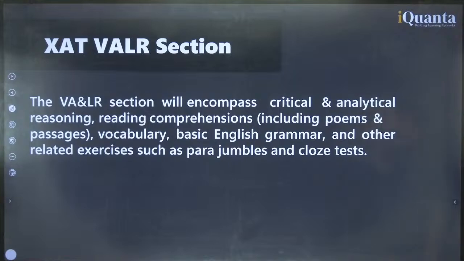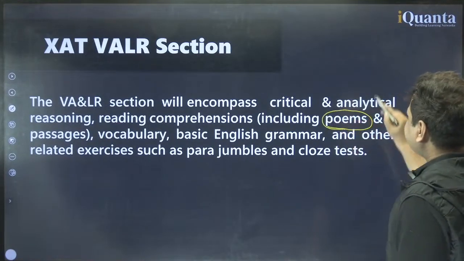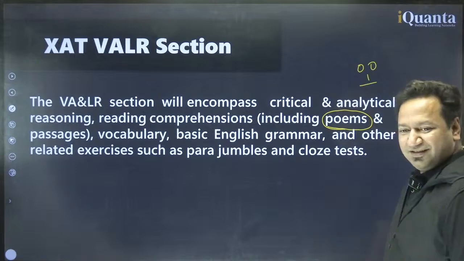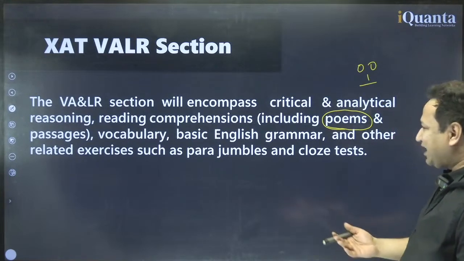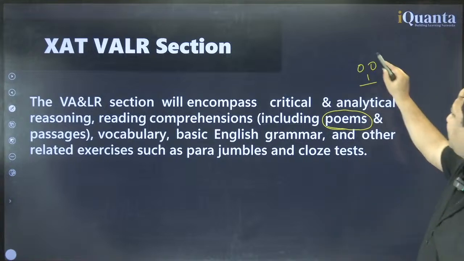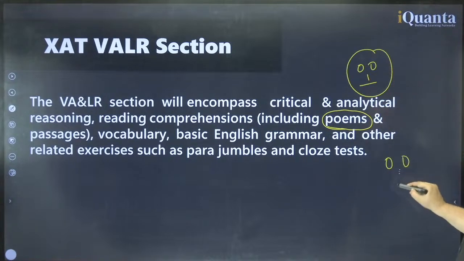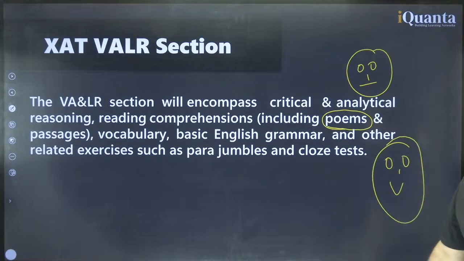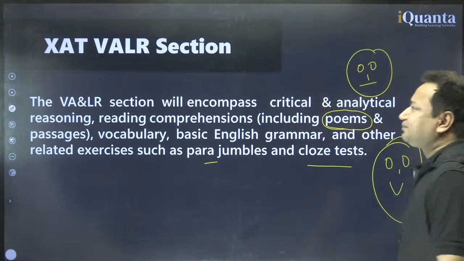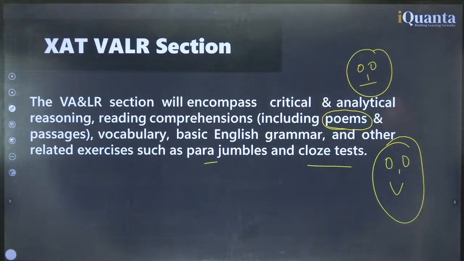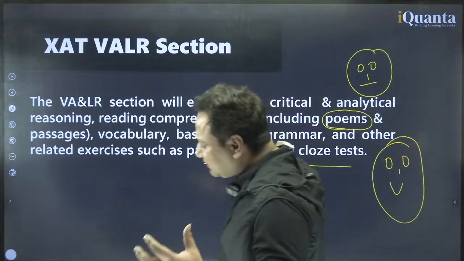So let us go to the sections one by one. First is VALR. This will encompass critical and analytical reasoning, reading comprehensions, including poems and passages. Now, this is something which is totally weird, isn't it? In other exams like CAT, we don't have poems, but here we have poems. It's weird for some, but what do I feel? I feel very happy about it. I'll be discussing one poem also today. And passages, vocabulary, basic English grammar, and other related exercises, such as para jumbles and cloze tests. All right, this is the VALR section. The types of questions are different than CAT.